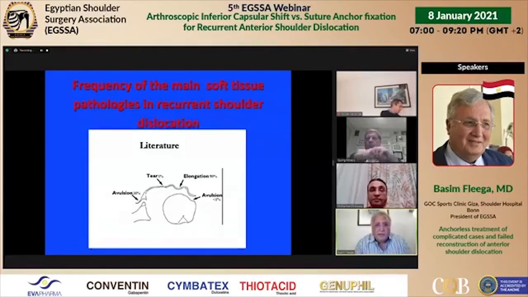The frequency of the lesions is 90% elongation or redundancy of the capsule, avulsion of the labrum in average 30% of the cases, a Bankert lesion, and very rarely a tear of the capsule or Hagel lesion.